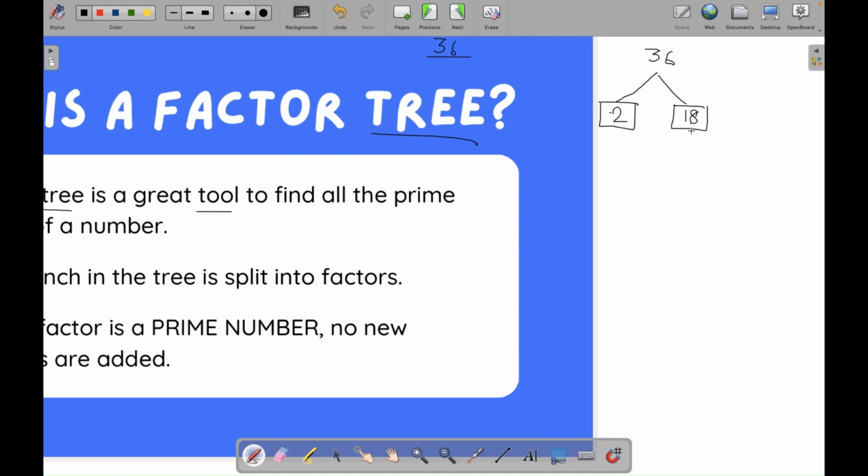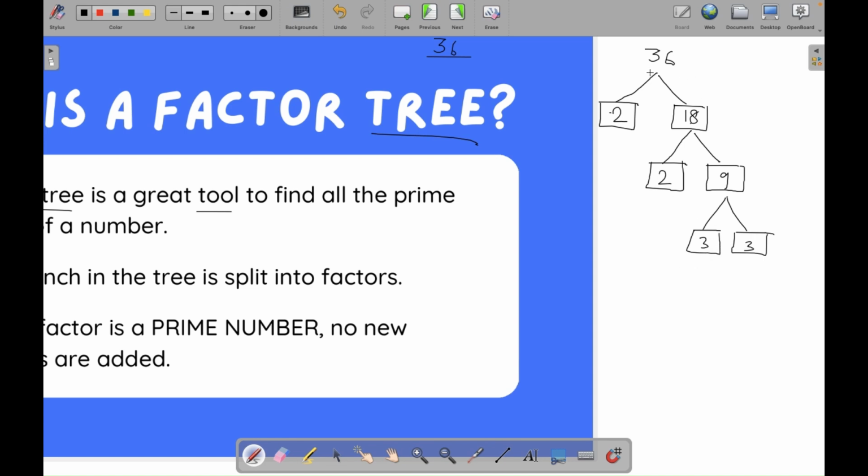18 is not a prime number, so we'll further split this into branches. Again, we'll write 2 times 9. Again, we ended up with a prime factor. Then 9 is not a prime number, so we'll again split this into 3 and 3.